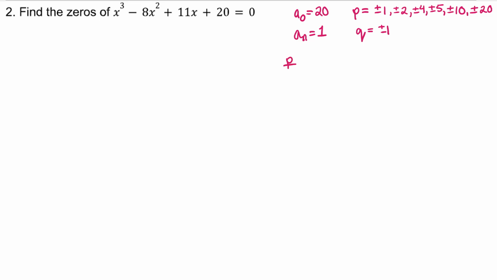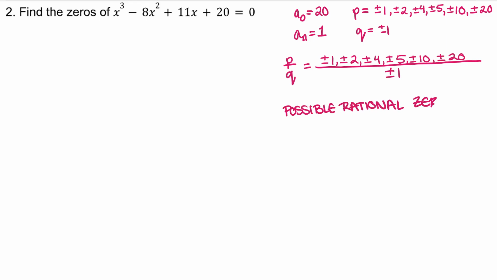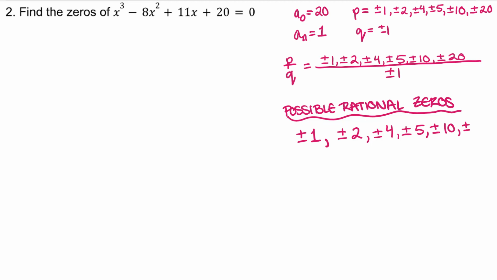Now we need to set up all possible combinations of P over Q. This means our possible rational zeros are any combination of numerator over denominator. So plus or minus 1 divided by plus or minus 1 is plus or minus 1. Then we have plus or minus 2 over 1, plus or minus 4 divided by plus or minus 1, and so on. Now, obviously, these aren't all zeros, but I know that any rational zeros for this polynomial will be in this list. So what I'm going to do is test out one of these zeros.